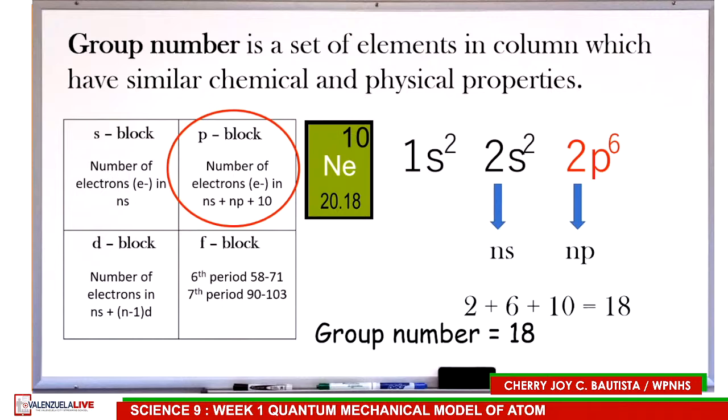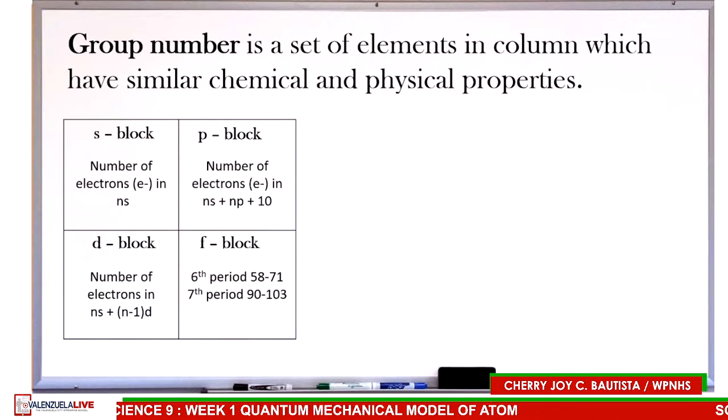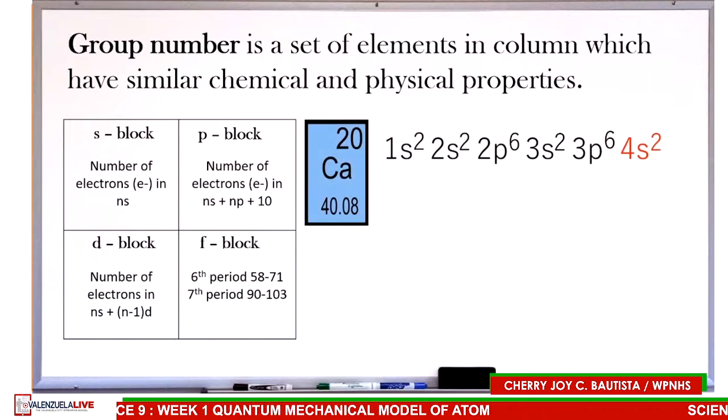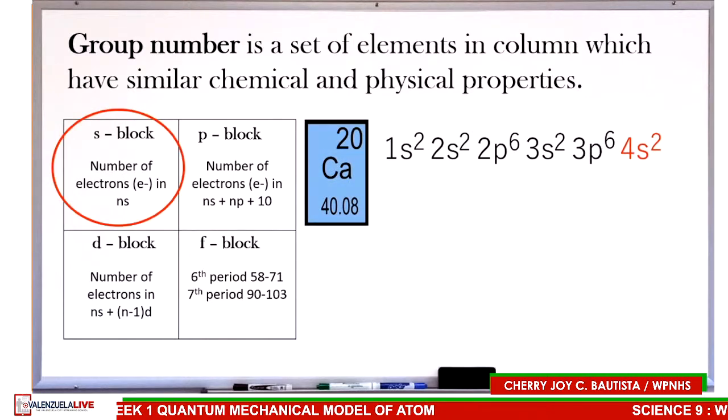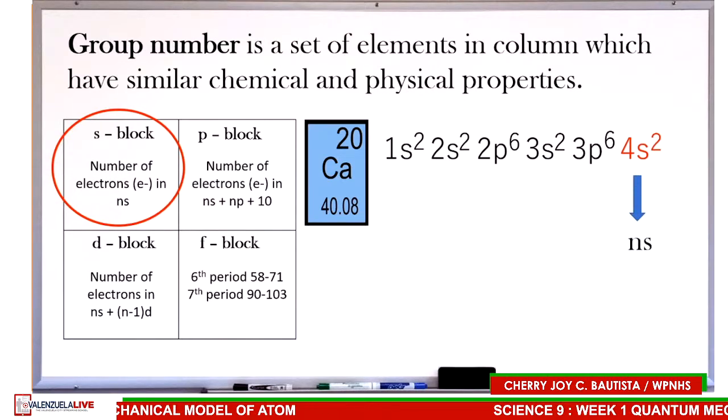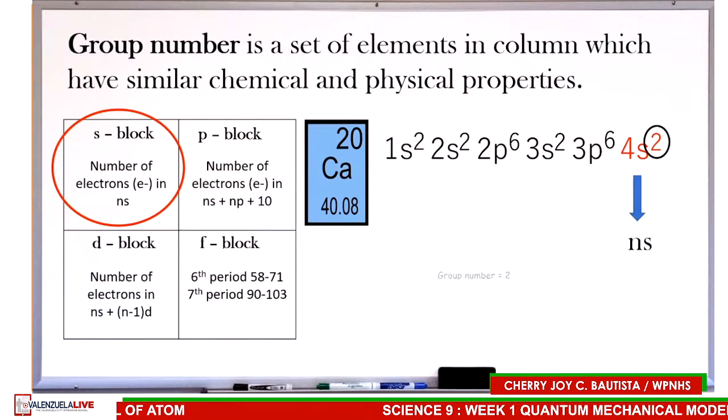18. For calcium, the last electron is in S block, so we just simply count the number of electrons of Ns, or the highest energy level, which is 4s. So, how many electrons does it have? 2. Therefore, calcium is found in group 2.